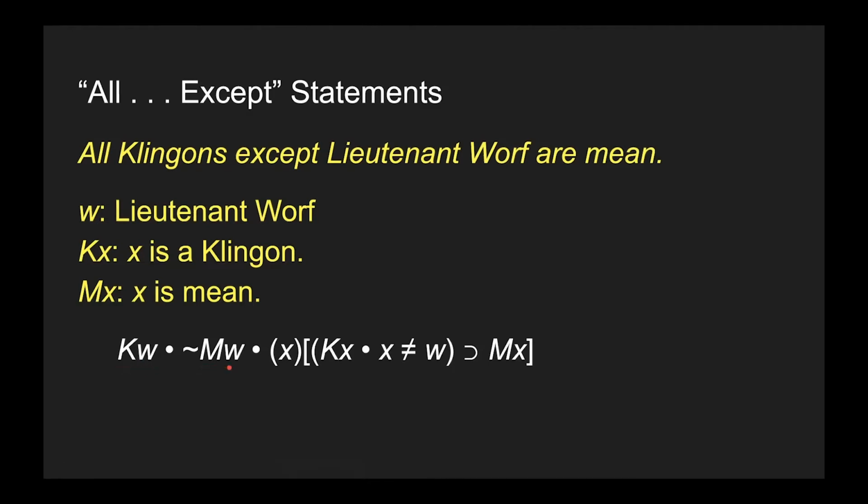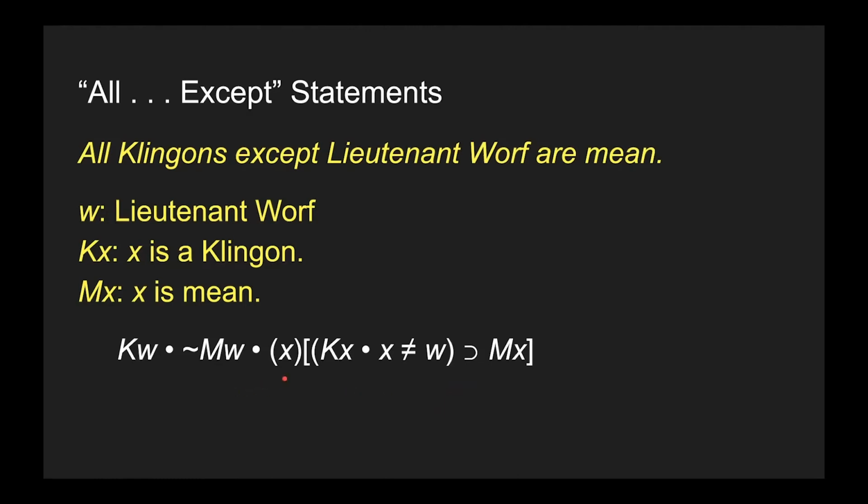We also need to say that Lieutenant Worf is not mean. The given statement implies or connotes that Worf is not mean. So that's what's going on here, not MW. It says Lieutenant Worf is not mean. Now we need to say that all other Klingons that are not Lieutenant Worf actually are mean. So that's what's going on in this long, universally quantified conjunct on the right-hand side of this string of logic notation.